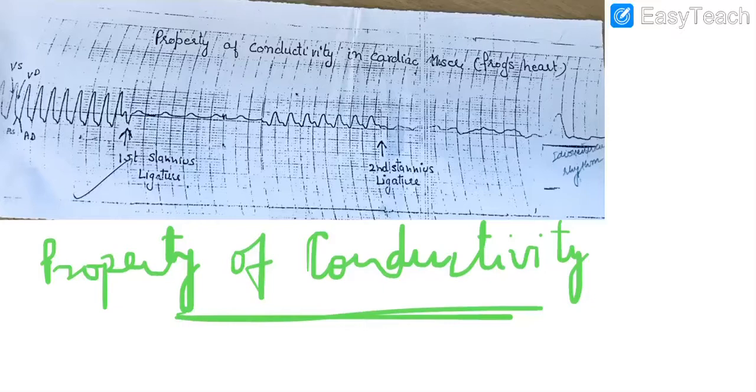Now, this graph is recording to study the property of conductivity. Like in the human heart, in the case of the frog's heart too, there is a pacemaker. Cardiac muscle has the property to generate its own impulse, whether it is of the pacemaker, the atria, or the ventricle.